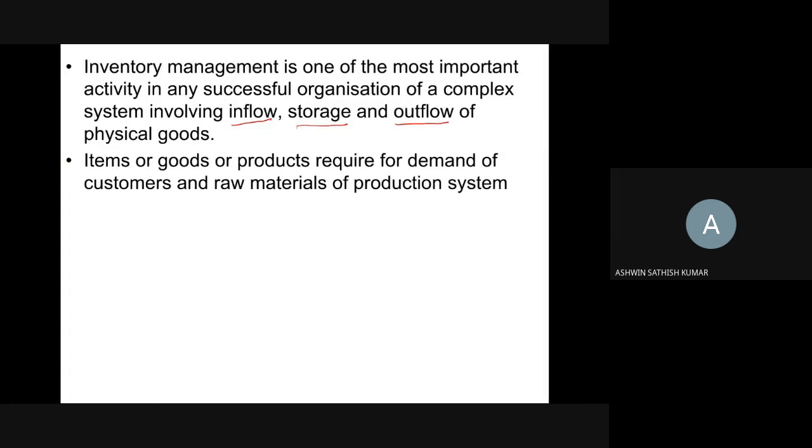We can call the required things items, goods, or products required for the demand. We can have any demand for these items, that is, the demand of customers, and we know that the customer is most unpredictable in nature. In queuing theory also I told you that the customer is most unpredictable in nature.